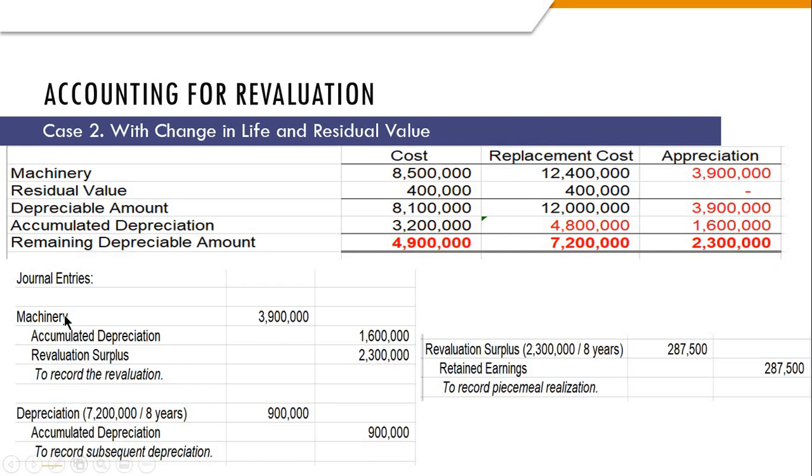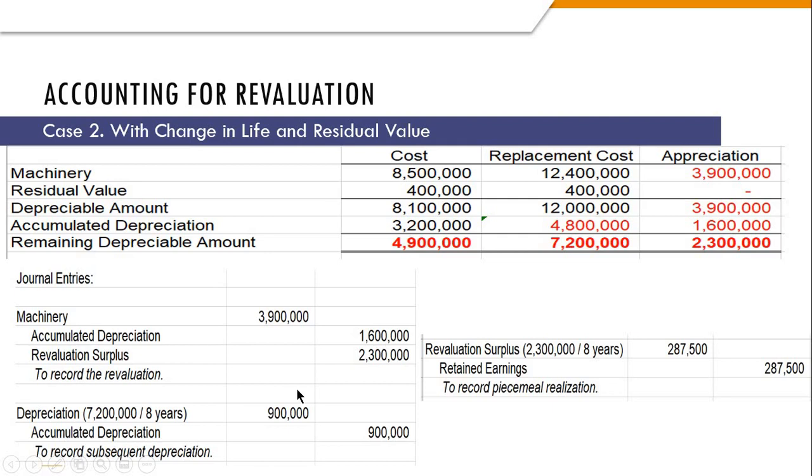So, the journal entries are as follows. So, machinery pa rin, 3.9 million. Tapos, accumulated depreciation na 1.6 million. And then, the revaluation surplus na 2.3 million as completed.